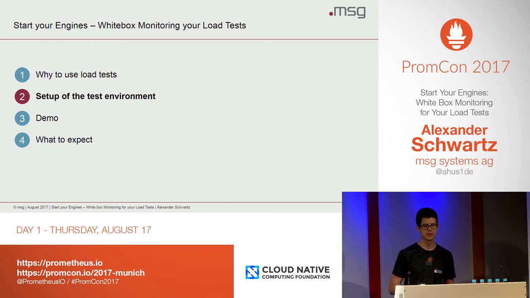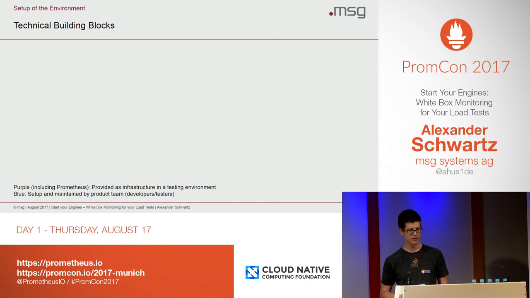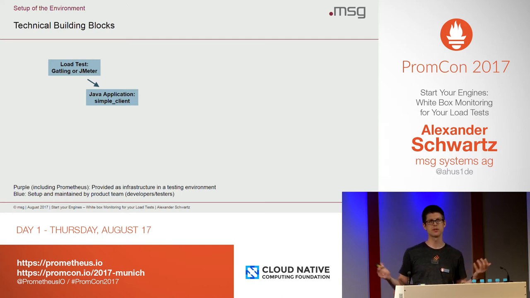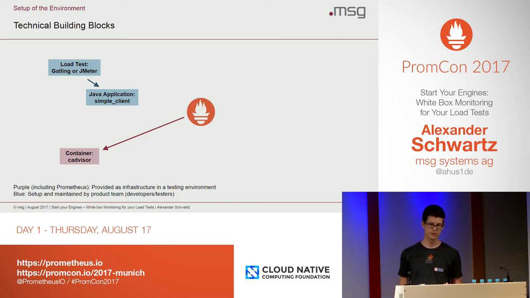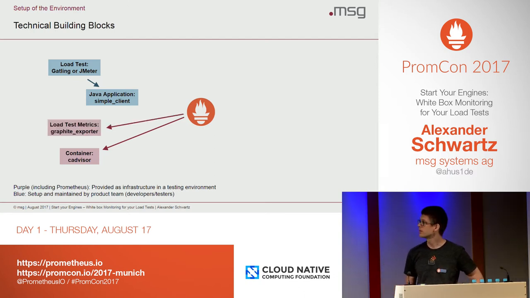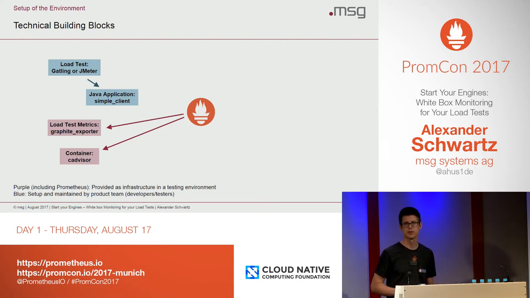Then, how to set up an environment for this. The technical building blocks that we've seen here: there's the application and the test. We are testing Java applications, so we put the Java simple client in our applications, and the load testing tool, either Gatling or JMeter. Both of these building blocks are delivered by the product team, consisting of developers, testers, and business members, and they make up their mind how they want to test this application, but they need to have some bits and pieces of infrastructure in their test environment. So what we set up for them is a Prometheus server, a cAdvisor, so we get some metrics about the containers they are running, at least RAM usage, CPU usage, the things they were most interested in. And we also spun up a graphite exporter.